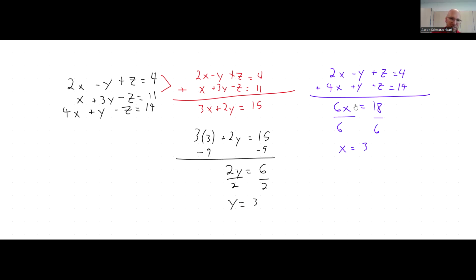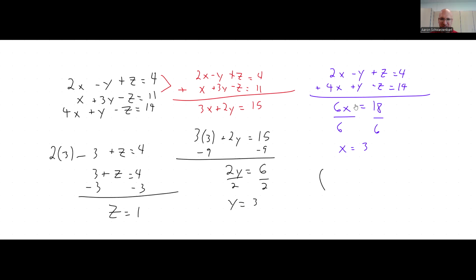I can pick any equation for the top and plug in x and y now that I know both of them. I'm choosing the first equation. I'm plugging in my values. 2 times 3 is 6. 6 minus 3 is 3. Now I'm subtracting 3 from both sides. z equals 1. My answer, again, x, y, z.